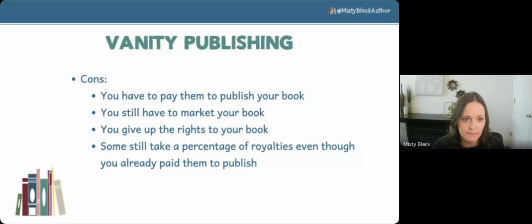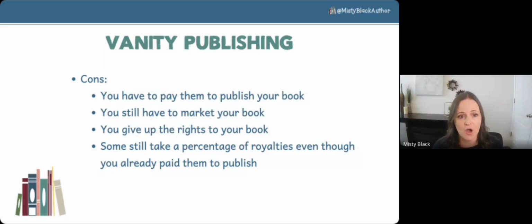They make the money from the author. They don't make money on sales. So they aren't taking any risk because they get paid up front. Traditional publishers don't do this, again, so be aware of the difference. Vanity publishers are expensive, and they also don't do much or any of the marketing for you.